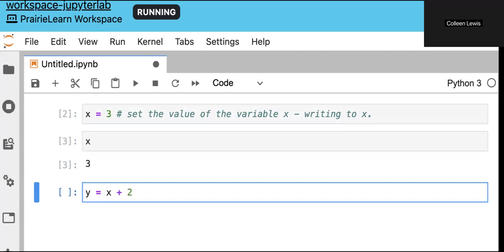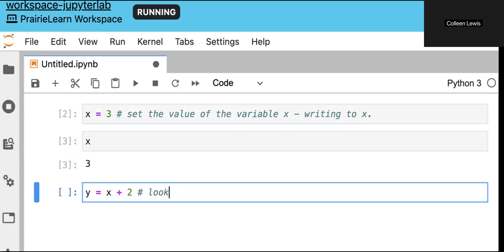If I want to do something like y gets x plus 2, maybe we can know in our head, okay, y is going to become 5. But what's happening here is before we set the value of y, we have to look up and figure out what this is. So we have to look up what x is, figure out that it's 3, and then we have to add it to 2.